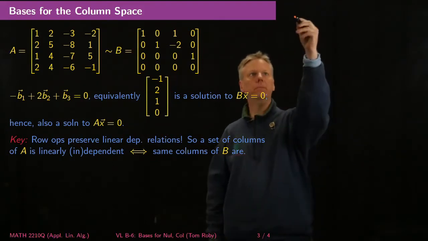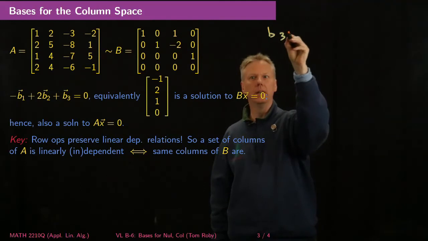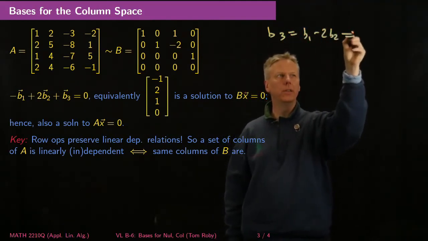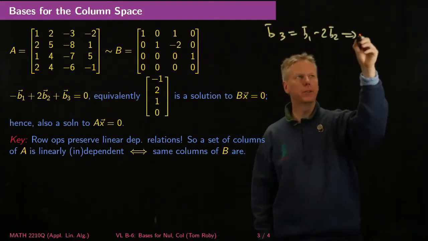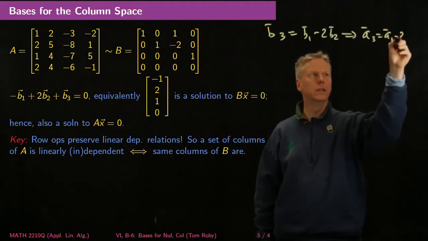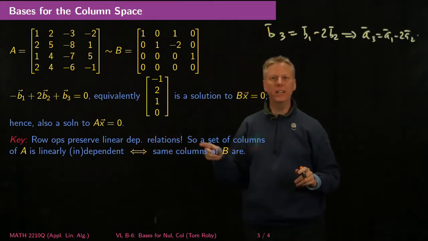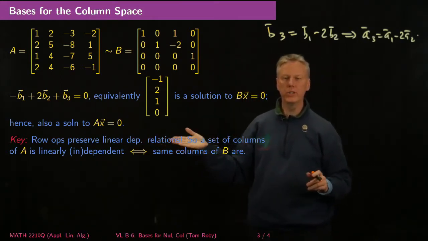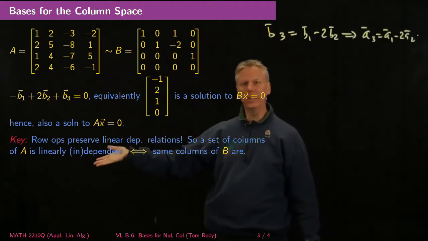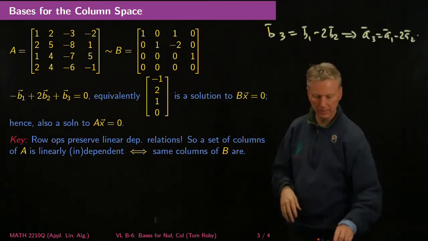That the fact that B3 was equal to B1 minus 2B2, right? Those column vectors implied that the same thing was true. The same linear dependence relation was true for the columns of A. So this is really a key fact, right? That row operations preserve linear dependence relations. So a set of columns of A is going to be linearly dependent or independent if and only if the corresponding columns of B are, right?